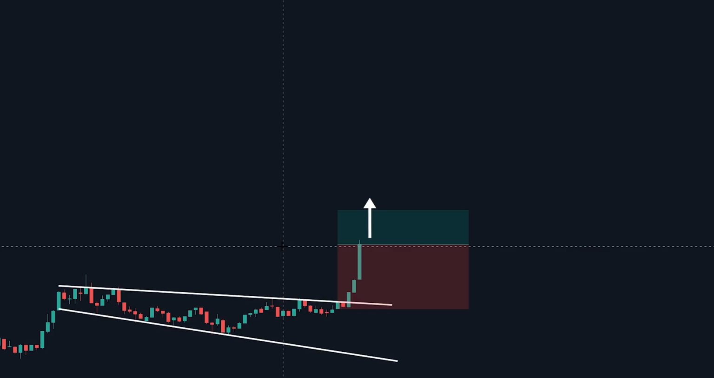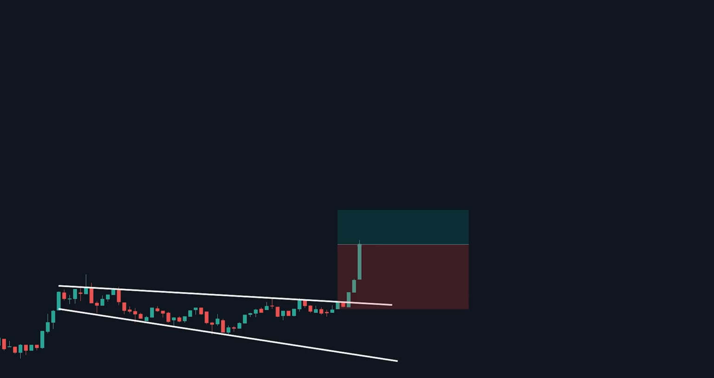Or if the price decides to go straight up from here, I'm in the trade. Considering this candle right here is a momentum candle, it's a very low chance that it'll be a false breakout. But in the off chance it were, I still have a stop loss in case the price decided to drop.